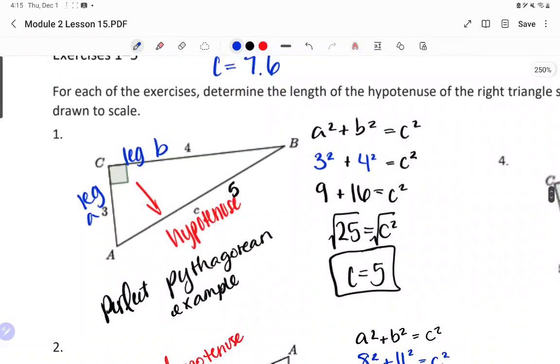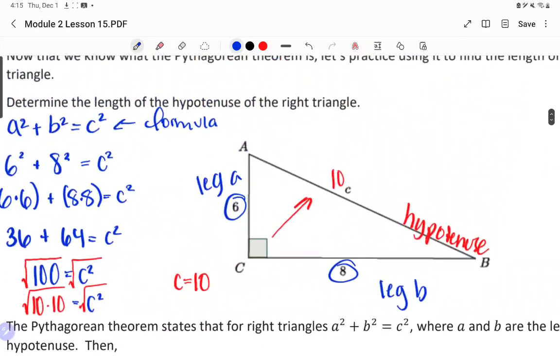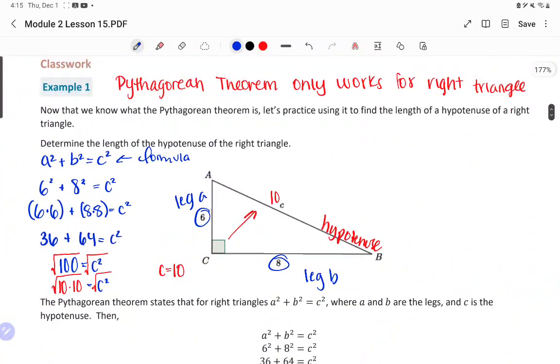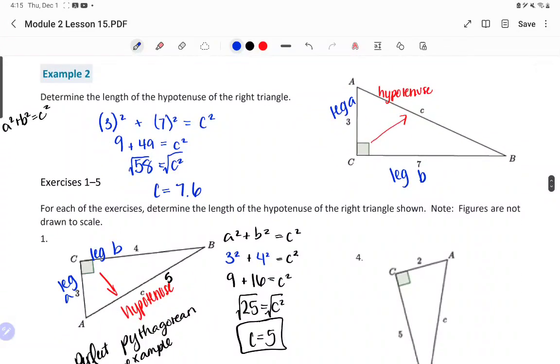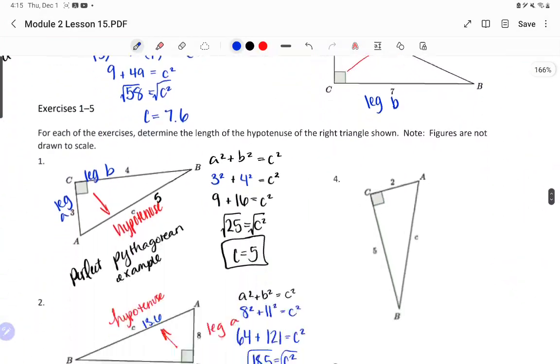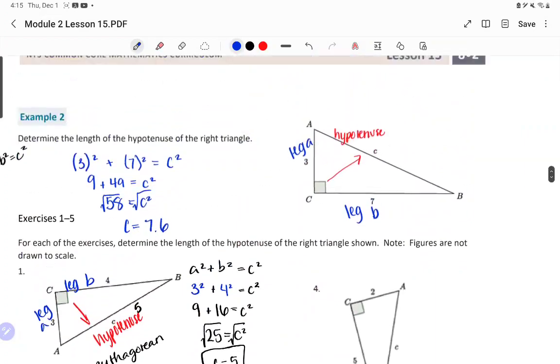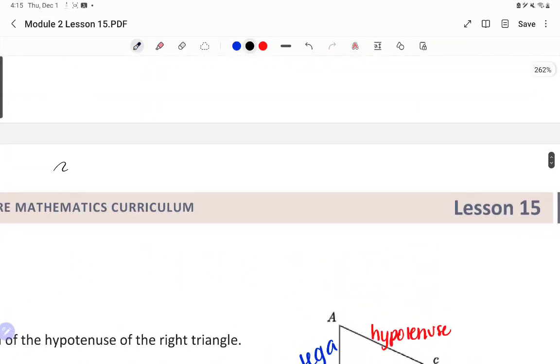Now I want you guys to notice something. Every single time our hypotenuse has been bigger than both of our legs, and that's never going to change. Your hypotenuse is always going to be the longest side. So I want you to make a little note of that at the top. The hypotenuse is always the longest side.